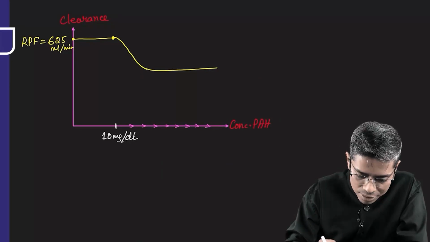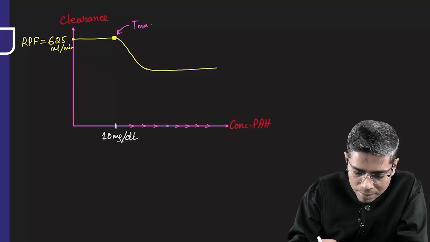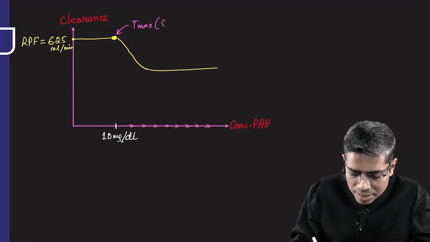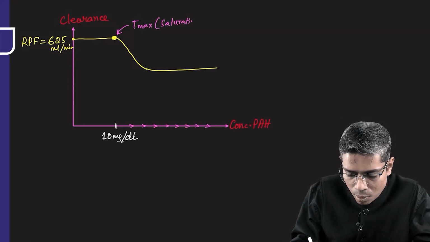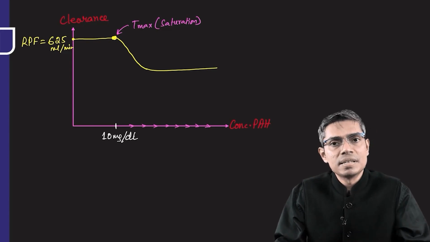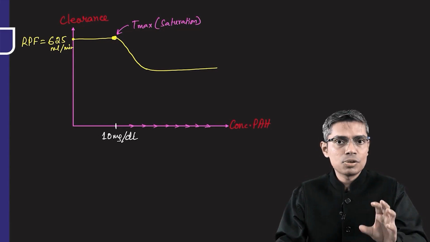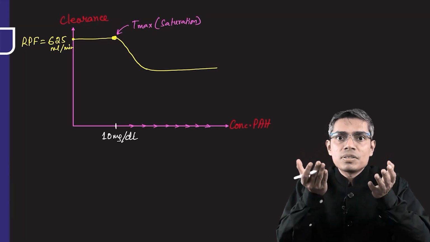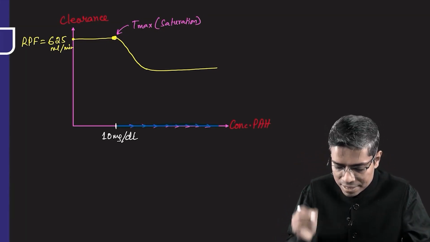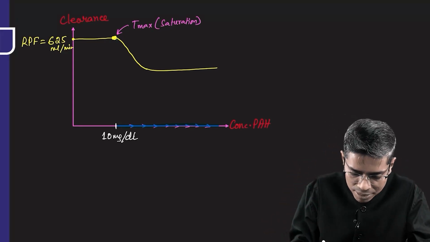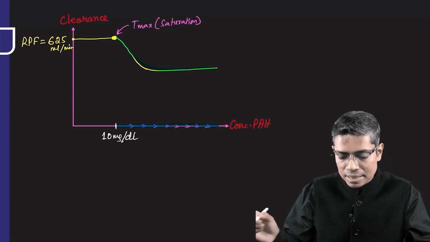This point is the Tmax point, the transport maximum of PAH. What is the meaning of that? At this condition, there is saturation of all the carrier proteins, all the transporter proteins which are secreting PAH at the level of the PCT lumen. Whenever there is saturation of all the transporters, no further increment of secretion is possible, but your plasma concentration is rising. So what is going to happen to the clearance? The clearance is going to be reduced and then it will become flat.